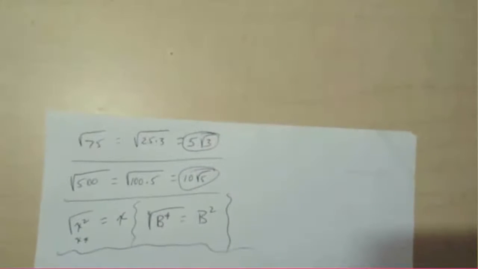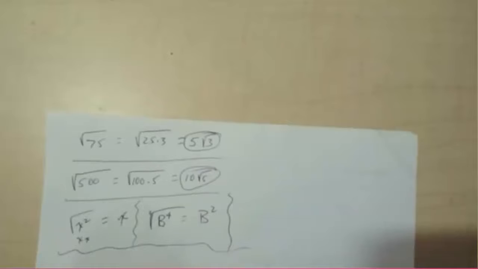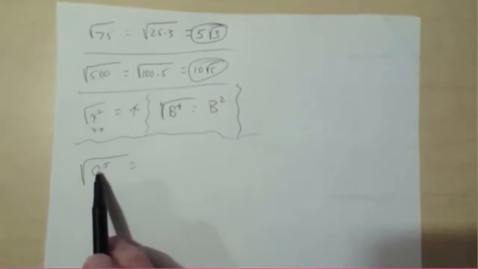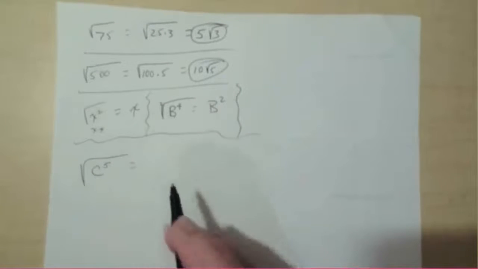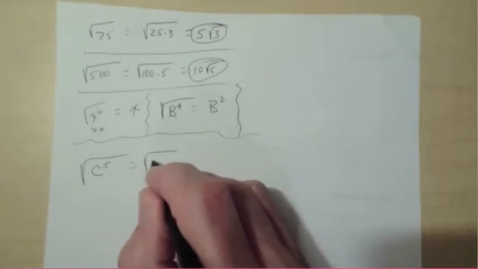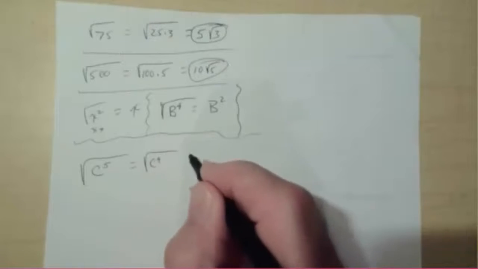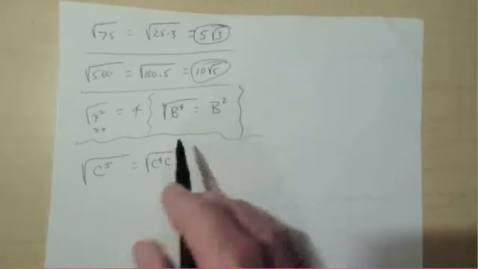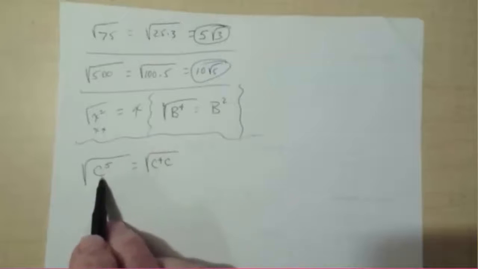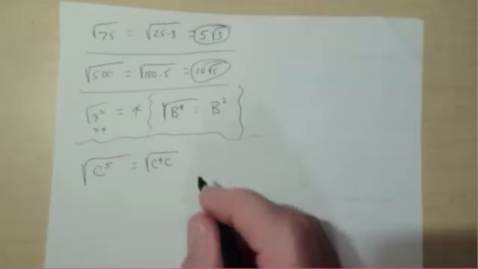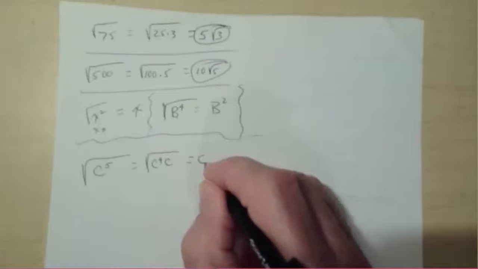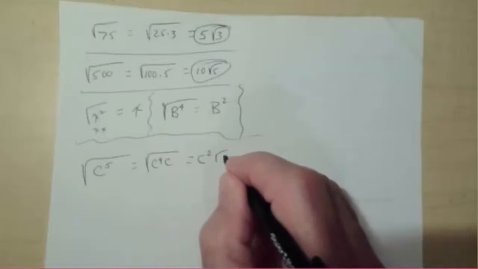And what if we have this? What if we have square root of c to the 5th power? Now what we're going to have to do is factor the c to the 5th into square root of c to the 4th, which we can deal with, times c. C to the 4th times c is c to the 5th. Now what's the square root of c to the 4th? C squared times the square root of c.